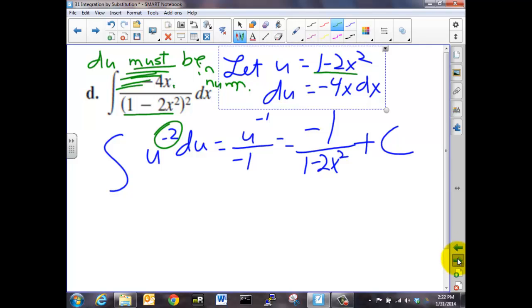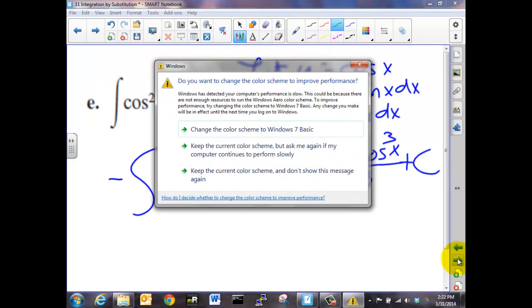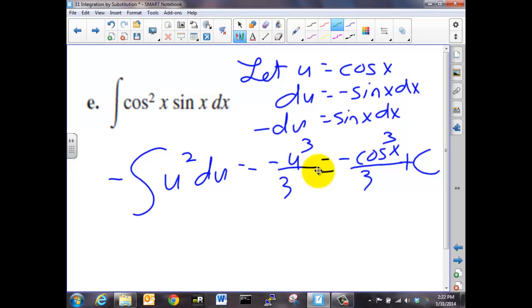And finally, we had one trig problem there. Cosine squared sine. How do we decide which of these to let u be? The one that has a larger exponent. We have cosine squared. Since we have cosine squared, we're going to let u be cosine. So since u is cosine, du is minus sine.